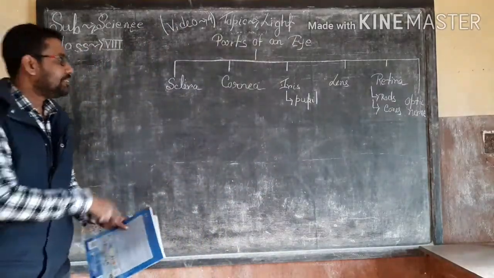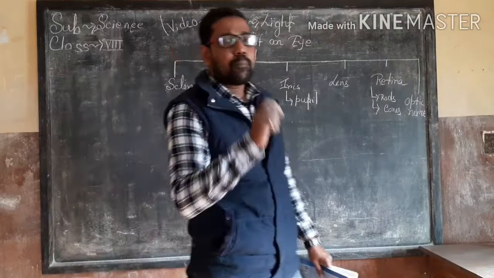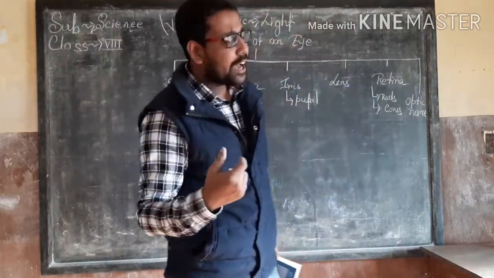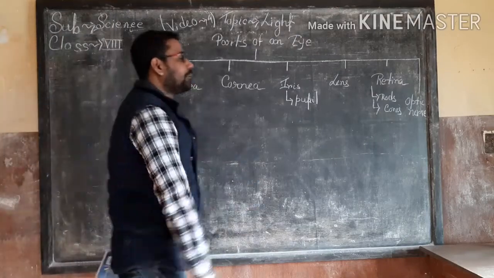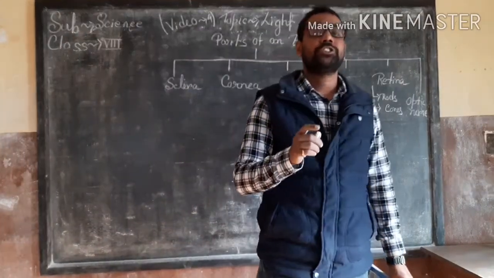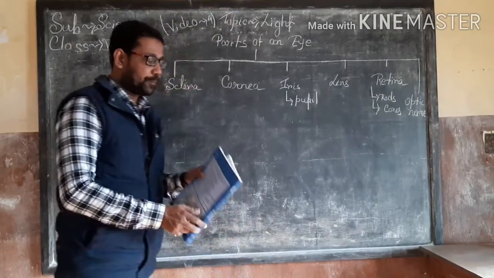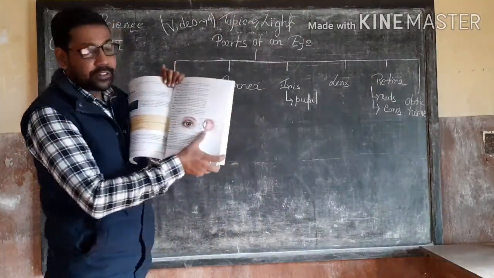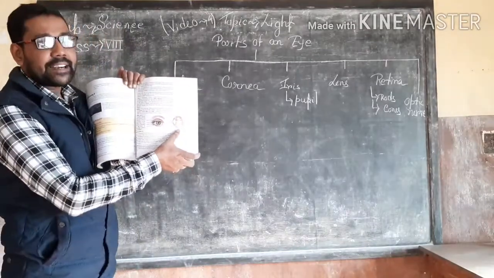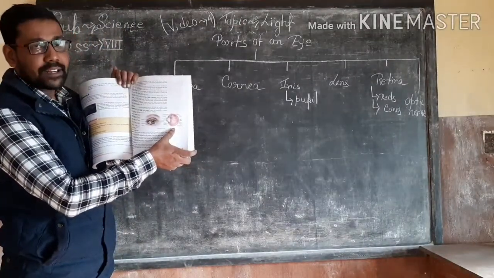So these are the main parts of the human eye. Also remember each and every part and the function of each and every part, and also practice this second diagram.